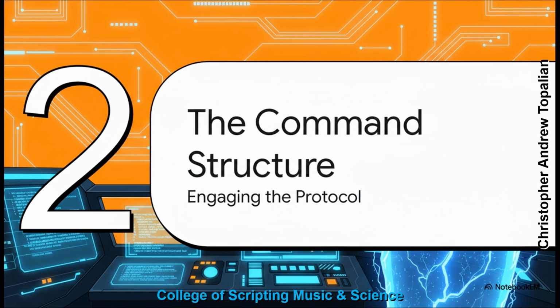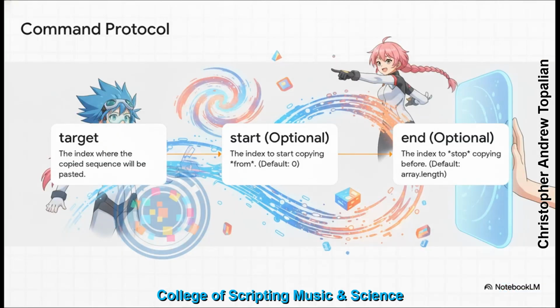Okay, let's head over to the command console. Understanding this syntax is absolutely critical if you want to avoid, well, those transporter accidents we talked about. So, the command protocol has three main parameters. First, you've got your target. That's your destination. Where is the data going? Second, you have the start position. That's your origin. Where are you copying from? And third, you have the end position. Now remember this, it copies everything up to but not including the end index.